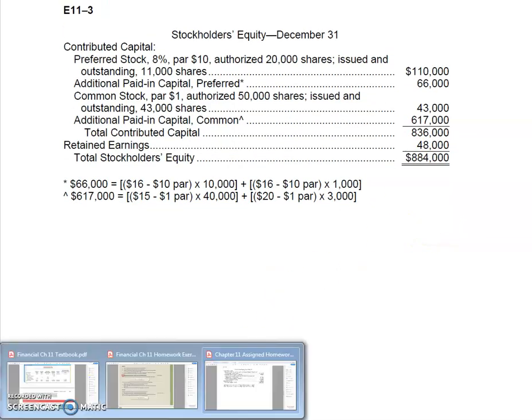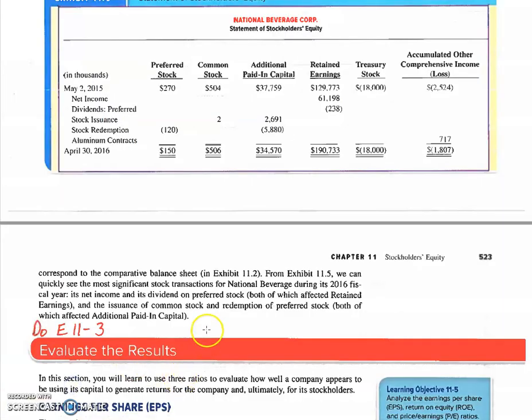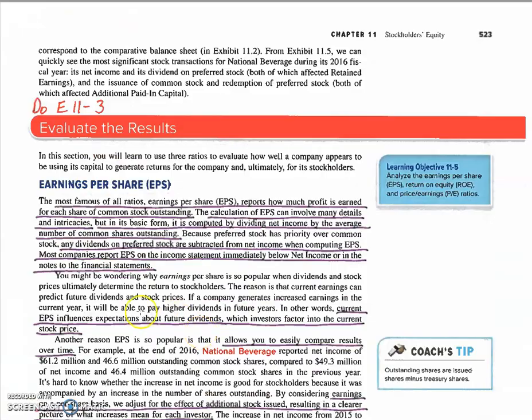Okay, now let's go back to the textbook. Earnings per share, sometimes referred to as EPS, is, from an accounting standpoint, one of the more important numbers that you see. It's shown on the income statement below net income.